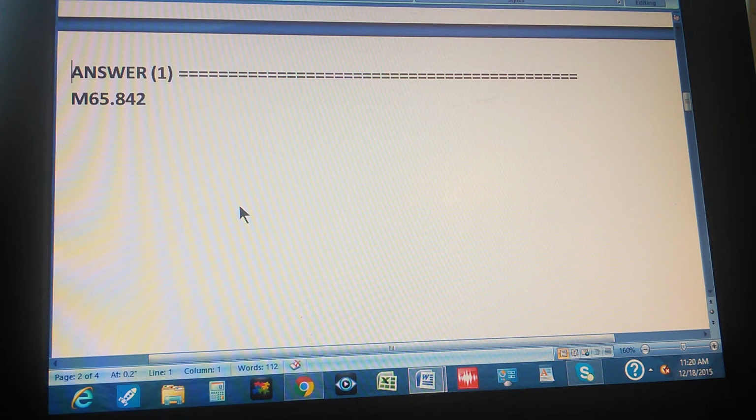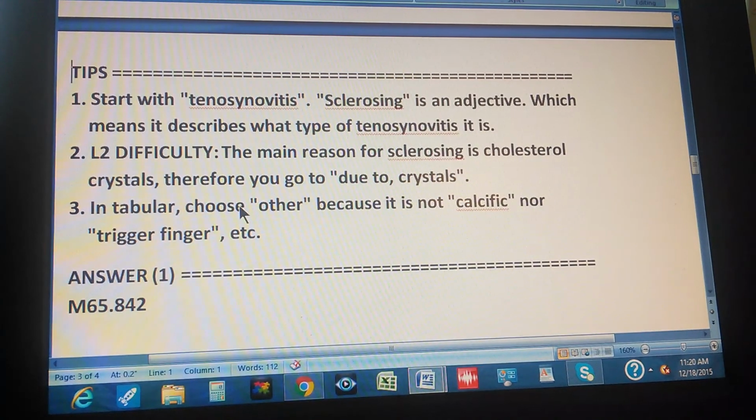You got that? If you got it, then just go to the next video. If you didn't get it, then let's give you a couple of tips. The first tip is, start with tenosynovitis. Sclerosing is an adjective, which means it describes what type of tenosynovitis it is. The main term here is tenosynovitis as the main condition. That's why you have to start with tenosynovitis, okay?